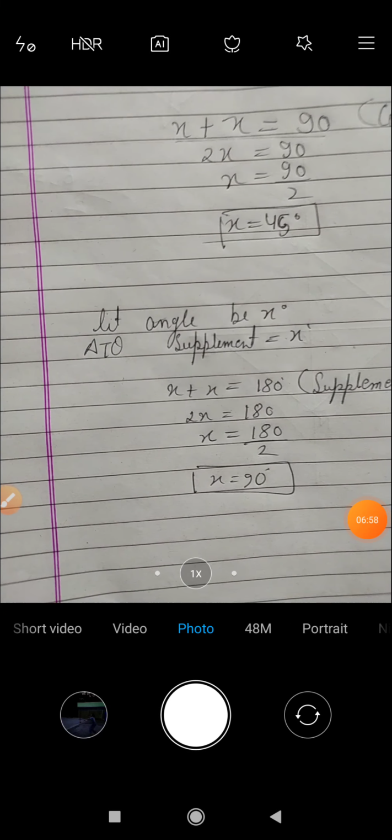In the next line we write x plus x means 2x is equal to 180 degrees. Now shift 2 from the left side to the right side, and we have 90 degrees as the value of x.